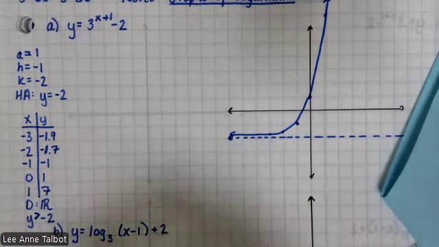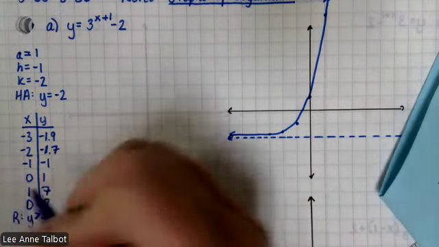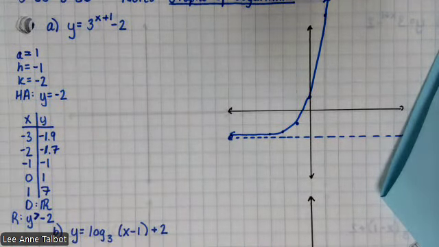I forgot my R. Okay. And it makes sense from the table. You can tell that the y's are greater than -2.